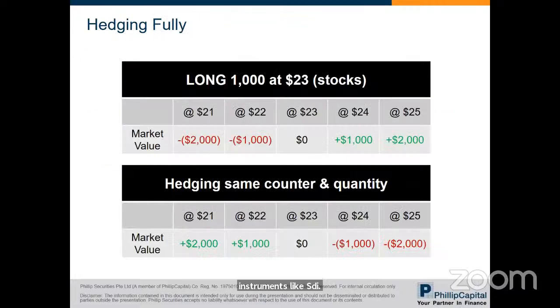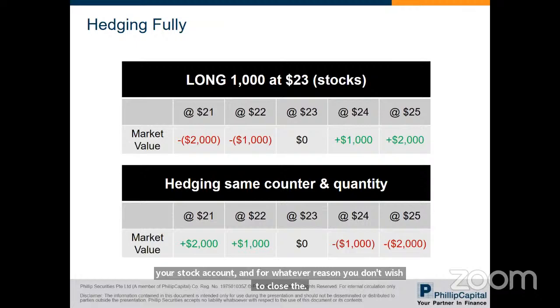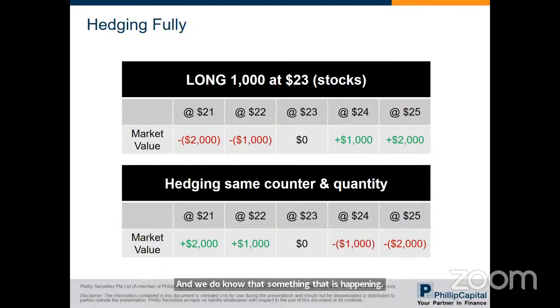So this is based on a fully hedged example. Assuming we already have 1,000 long at $23 in your stock account, and for whatever reason you do not wish to close the position, and we do know that something bad is happening, and we decide to hedge fully. For example, like the earnings report, and we predict that this counter will perform badly. So we hedge fully by establishing opposite positions for the same counter and quantity.